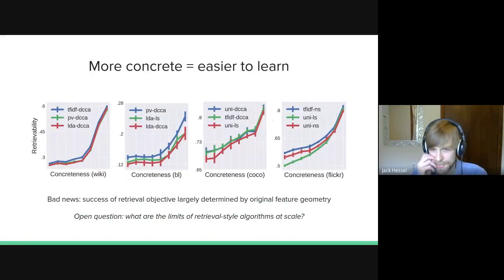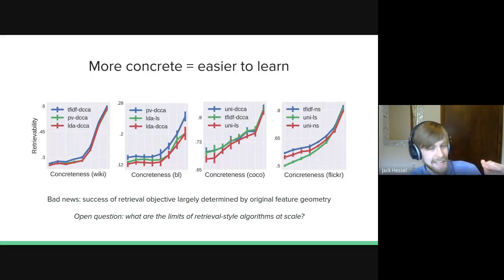I also think these results point to an open question, something I'm quite interested in investigating going forward. I want to know what the limits are of these retrieval-style algorithms at scale. A lot of work in learning from unsupervised web data in this visual-text domain boils down to a retrieval-style objective, where you know some image co-occurred with some text and you're trying to maximize some score.